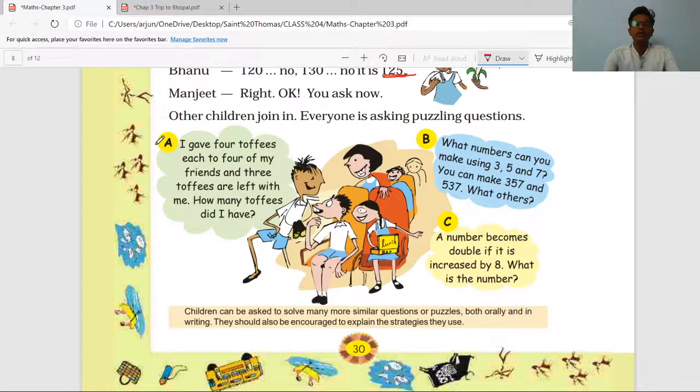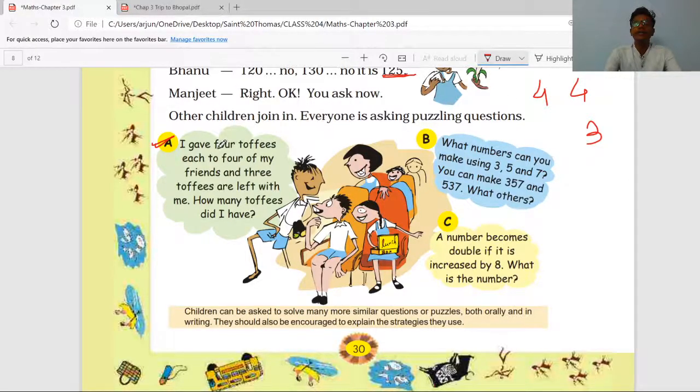Now we will start solving puzzle A. I gave 4 toffees each to 4 of my friends. Okay, one of the students is saying I have given 4 toffees to 4 of my friends and 3 toffees are left with me. So how many toffees did I have?